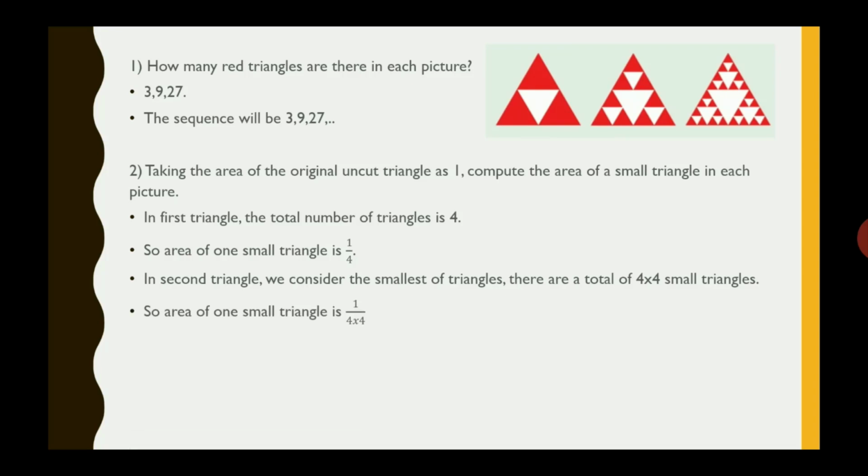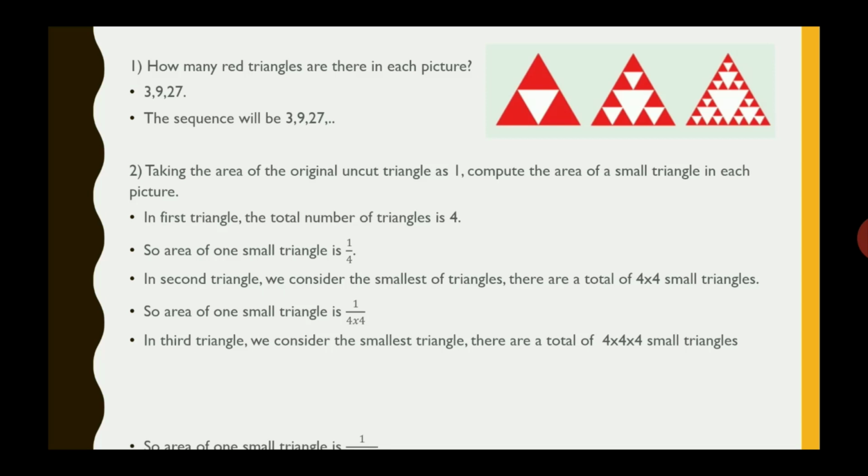Now consider the third triangle. How many total small triangles are there? Again, the third triangle is the second triangle into 4, that is 4 into 4 into 4. There will be that many small triangles. Now the area of one small triangle will be 1 by 4 into 4 into 4. Now let us look at the sequence. What will be the sequence here? The sequence will be 1 by 4, 1 by 4 square, 1 by 4 cube, etc.